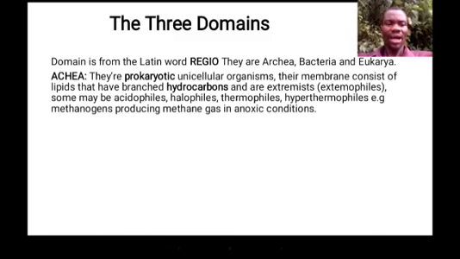They are organisms that do not use oxygen for their own survival, but they use methane gas as a source of energy in an environment that does not contain oxygen. So we regard that kind of environment or condition as an anoxic condition.